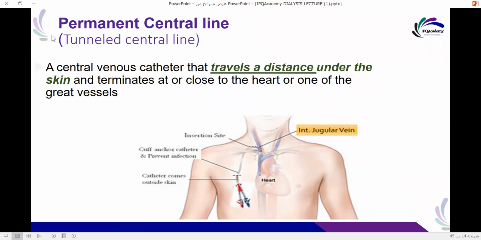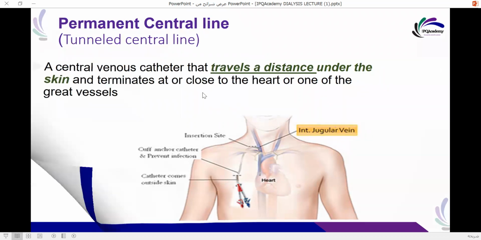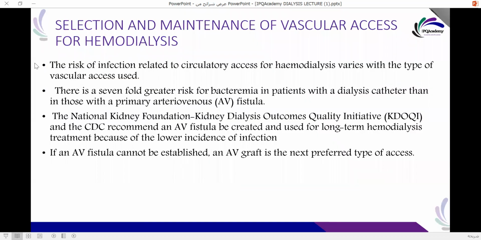This is called a tunnel because it travels a distance under the skin. When do we select what type of vascular access can be used? Selection and maintenance of hemodialysis access depend on what? According to the risk of infection, according to the site that will be used, and according to the duration of the hemodialysis process needed.